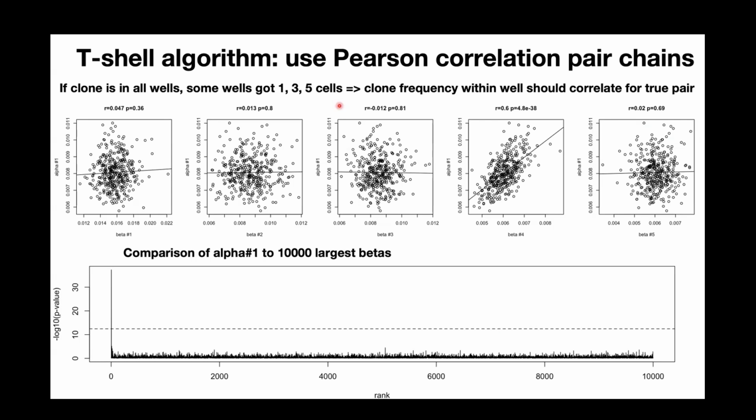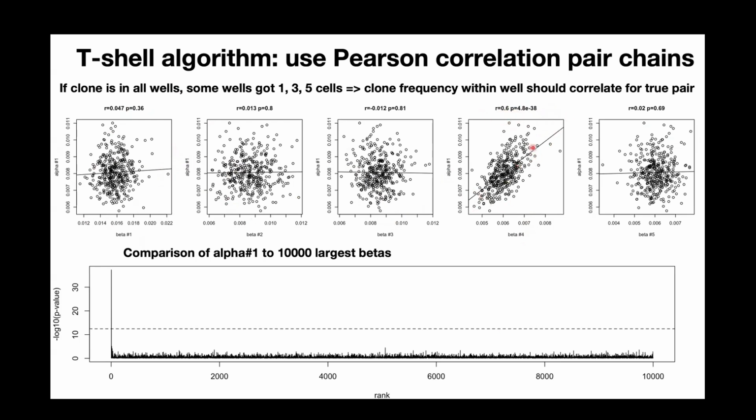So basically what we do here, this is for the biggest alpha in the repertoire on average, and this is for the biggest beta in the repertoire. And this is just correlation of relative frequencies across wells, right? We have read percentage for this beta in each well, read percentage for this alpha in each well, and we try to plot correlation. We see no correlation if we compare alpha 1 to beta 1. Here we compare alpha 1 to beta 2, same, no correlation. Alpha 1 to beta 3, no correlation. Alpha 1 to beta 4, boom, we have a very significant correlation, 10 to the minus 38, R 0.6.